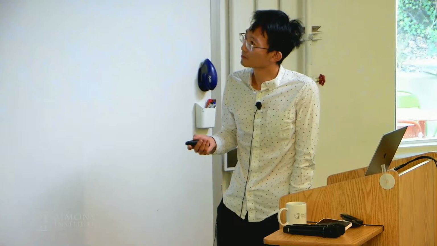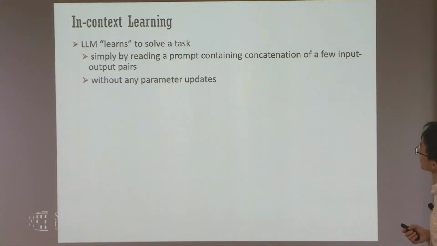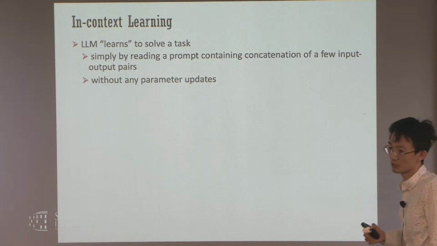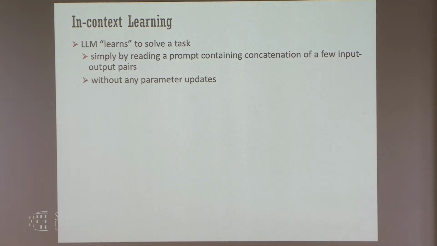So what is in-context learning? This is one thing that people found very special to large autoregressive language models. In some sense, the definition is that the large language model can learn to solve a new task simply by reading a prompt containing just a concatenation of a few input and output pairs. Sometimes people call it the few-shot setting because you only have a few input-output pairs. But the real thing is that you put all of these input-output pairs in the prompt without any parameter updates. So you don't have to change the parameters in the large language model.